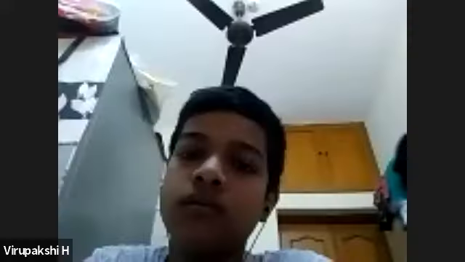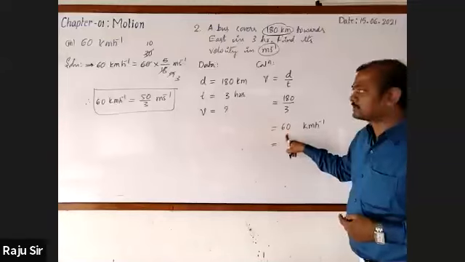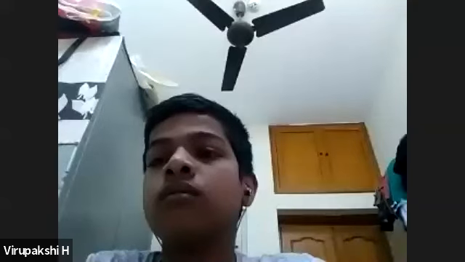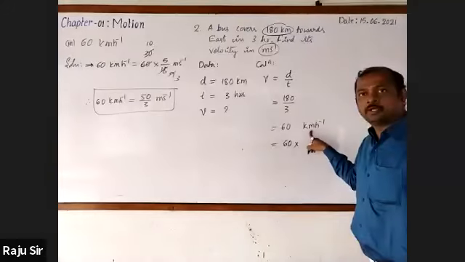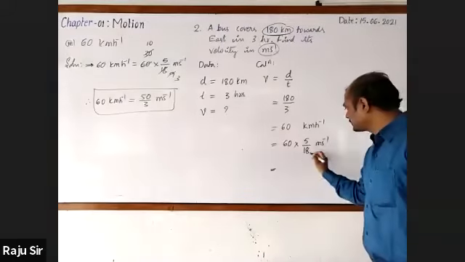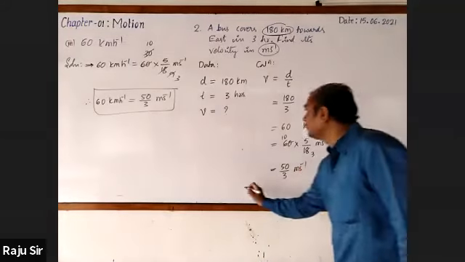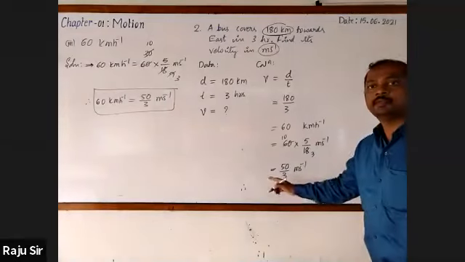Babel, I told you not to write. We found out the velocity, but it should be in meter per second. Then 60 into 5 by 18 meter per second. Answer 50 by 3. Look at the board. 6 3s are 18, 6 10s are 60. So 10 5s are 50. 50 by 3 meter per second. Conclusion. Therefore, the velocity of the bus is 50 by 3 meter per second.